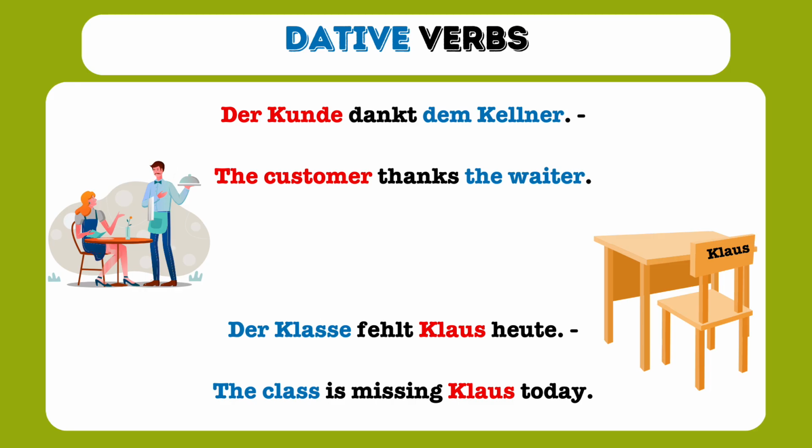The class is missing Klaus today. This one works backwardly in the same way that gefallen did earlier. Normally we would think Klaus is missing from class, but der Klasse is used here in the dative case and Klaus is in the nominative. Der Klasse fehlt Klaus heute.